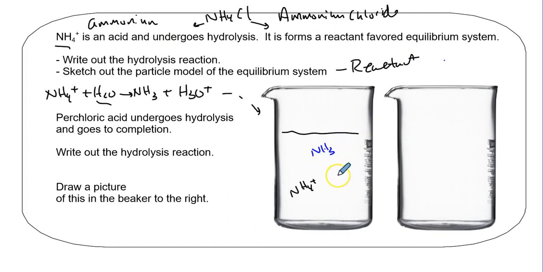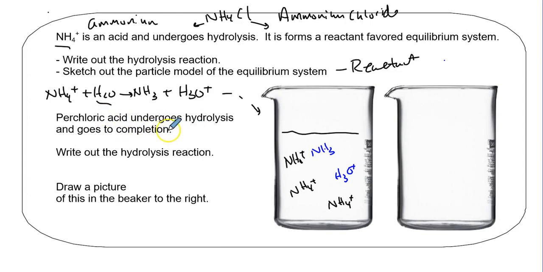NH3 and H3O plus. Okay. So, and we could draw more of our reactants if we wanted to, if we want to emphasize that it's reactant favored, which, of course, you're just starting to see what some of this stuff is looking like. So, all right. Perchloric acid goes to completion.